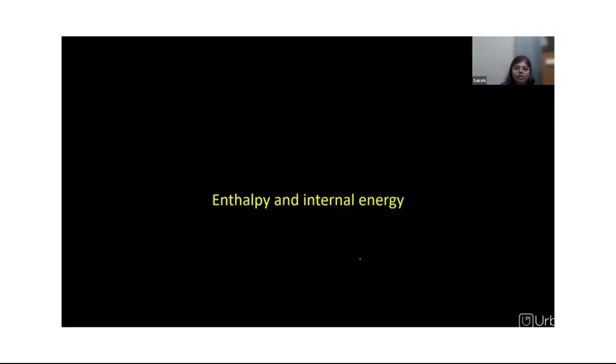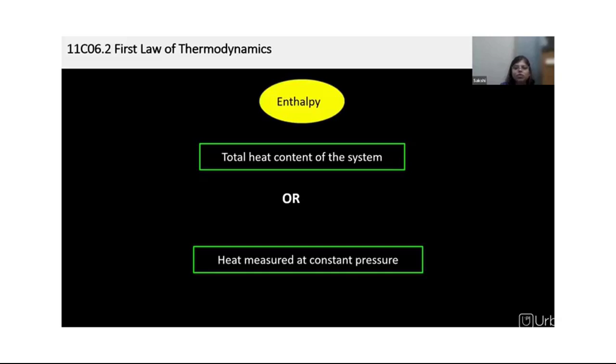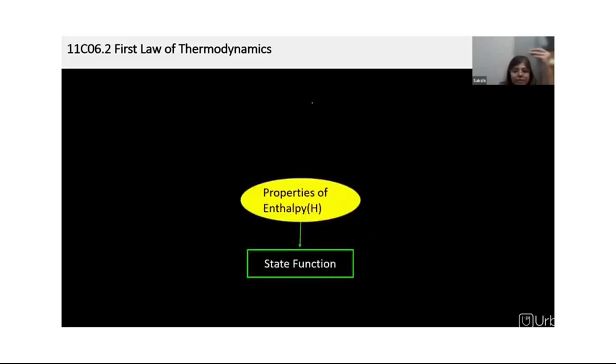Now we are going to study enthalpy. As we've already seen what internal energy is, let us move on to enthalpy. Enthalpy is like the total heat content of the system, or heat measured at a constant pressure. So enthalpy, we use it to denote heat, right? You must have studied ionization enthalpy in class 11. Ionization enthalpy is the amount of energy required to remove the outermost electron, basically energy required. So here enthalpy is heat.